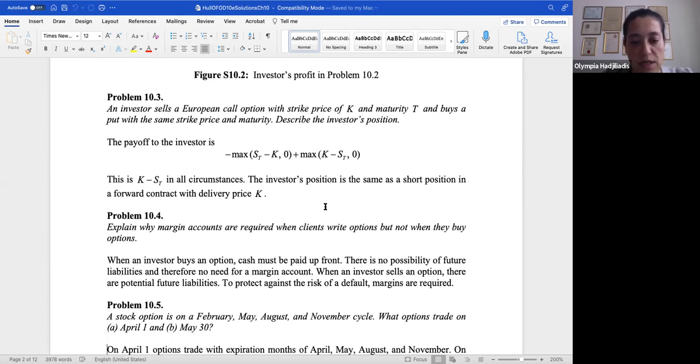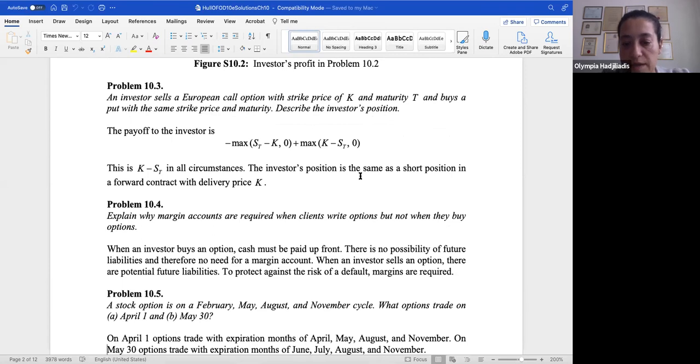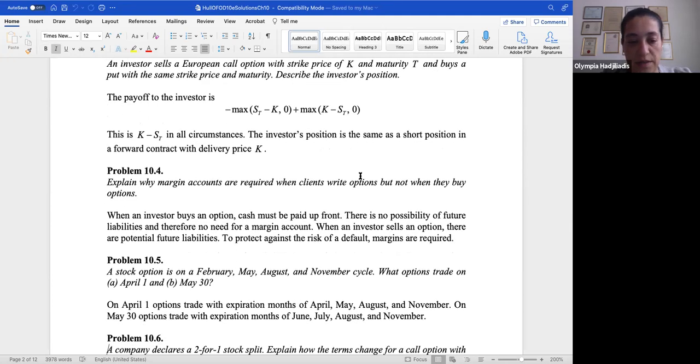Explain why margin accounts are required when clients write options, but not when they buy options. When an investor buys an option, cash must be paid upfront. There is no possibility of future liabilities and therefore no need for a margin account. When an investor sells an option, there are potential future liabilities. To protect against the risk of a default, margins are required.